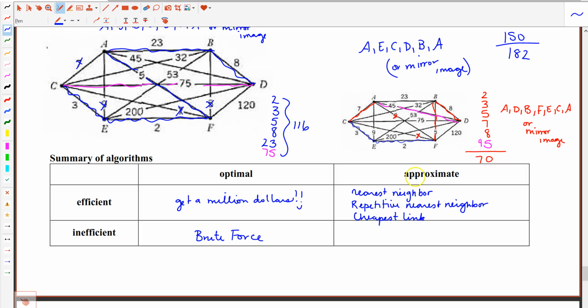Now down here, if we were to have an inefficient algorithm that also got us the approximate solution, why would you bother with something like that? It's going to take you a long time to get through, and you're only guaranteed to get the approximate solution. Why are you messing around with that? So the trade-off here is that we are not guaranteed to get the best solution, but we can get through these algorithms fairly quickly. Okay, so this is then kind of the summary of the algorithms that we've talked about so far.